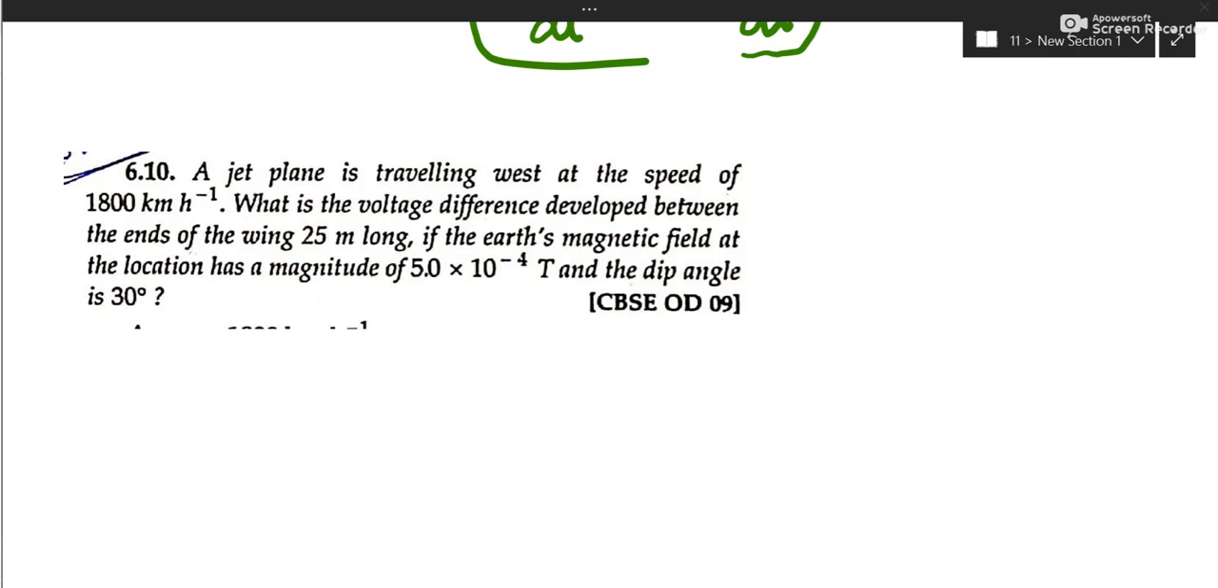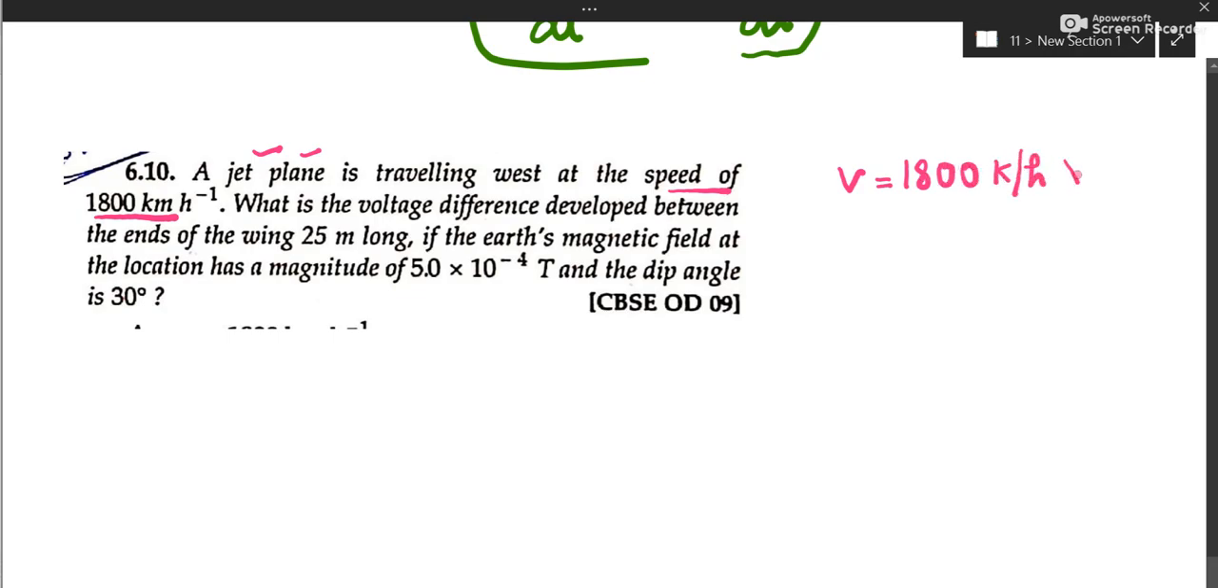Getting to question number 10. Speed is given of a jet plane. So very important question. Let us understand it properly. Velocity has been given as 1800 km per hour. Change into meter per second. Do it. Because we have multiplied it with 5 by 18, it will change into meter per second. Please convert. What is the voltage difference? Induced EMF is asked. Length of the wire is given. Length of the plane is given.